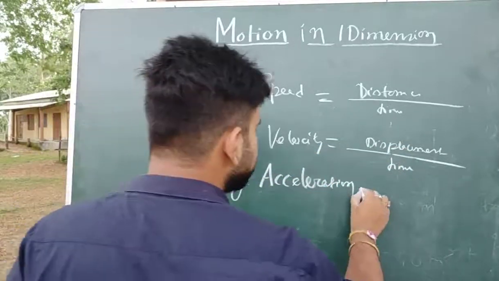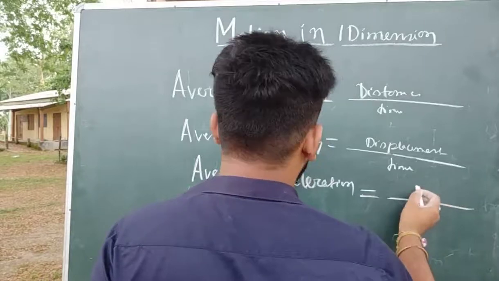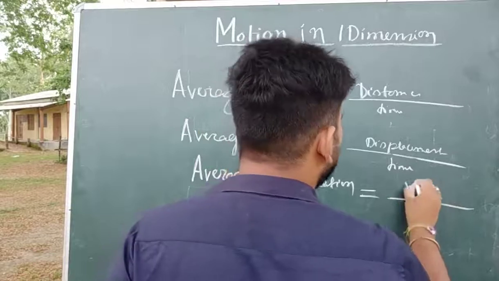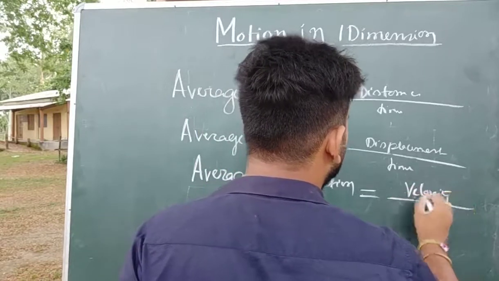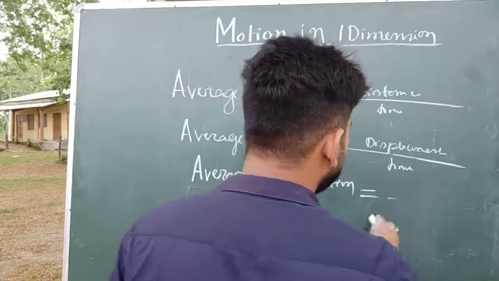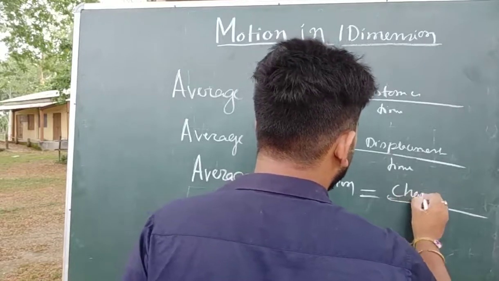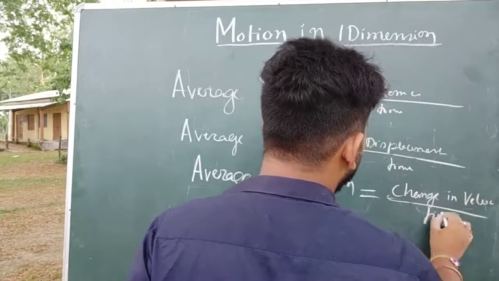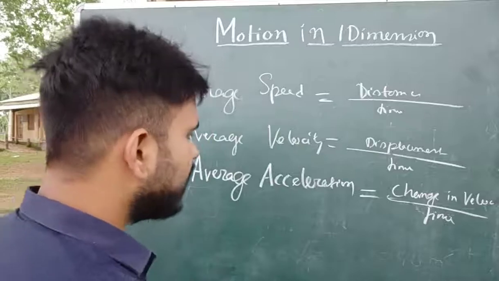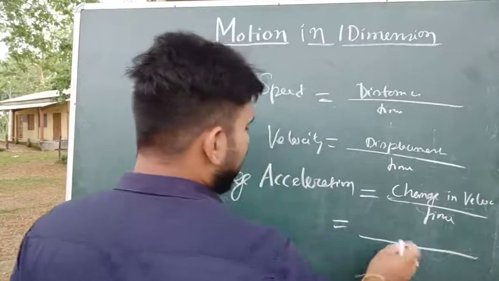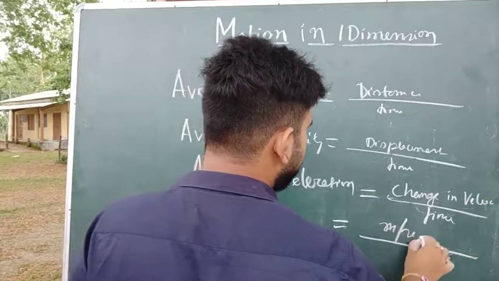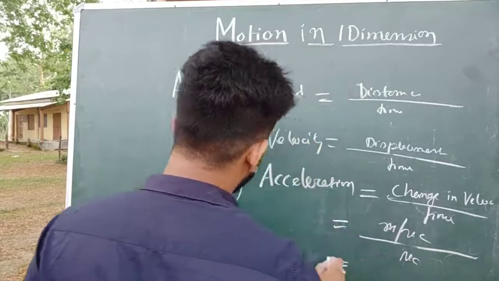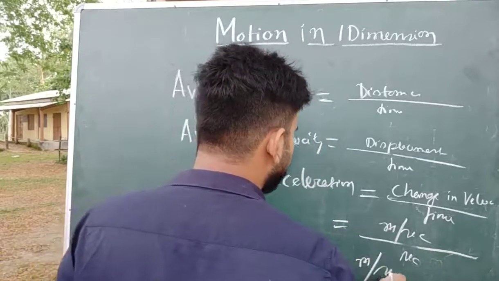So acceleration means change in velocity over time. So what will be the unit of acceleration? The unit of velocity is meter per second, and the unit of time is second. So as a whole, the unit of acceleration is meter per second square.